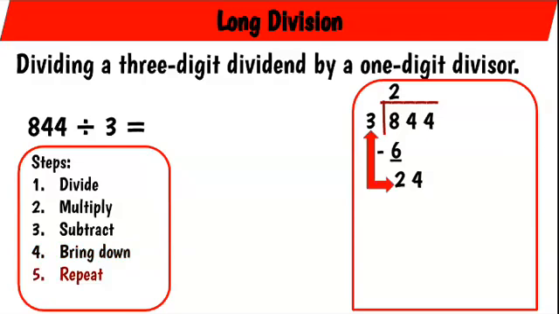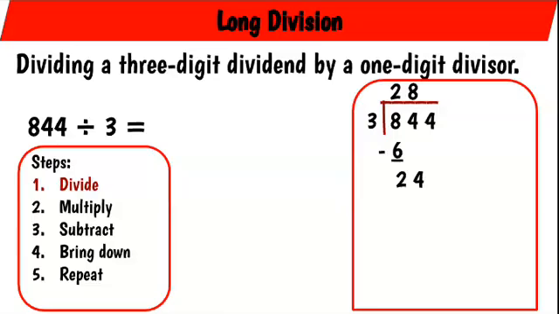So now divide. Now we have to find out how many groups of 3 we can get from 24. We get 8 groups of 3 from 24. Remember, we had to divide. How many times can 3 go into 24? So we got 8.